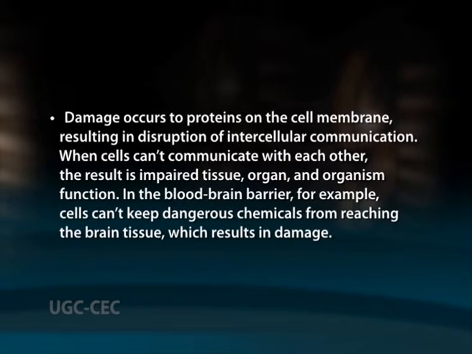Damage occurs to proteins on the cell membrane, resulting in disruption of intercellular communication. When cells can't communicate with each other, the result is impaired tissue, organ and organism function. In the blood-brain barrier, for example, cells can't keep dangerous chemicals from reaching the brain tissue, which results in damage.